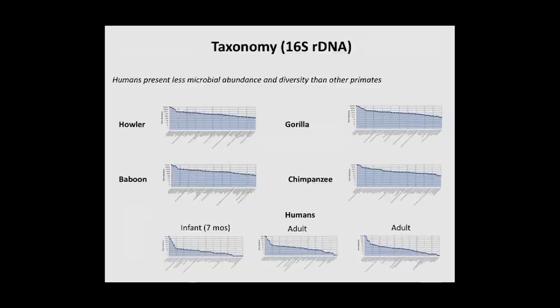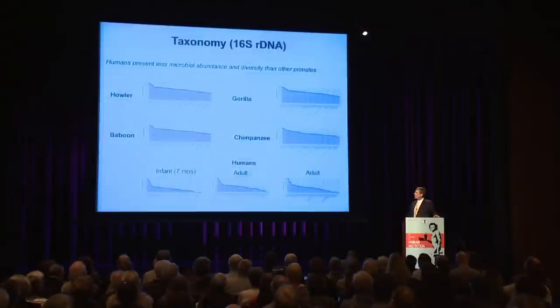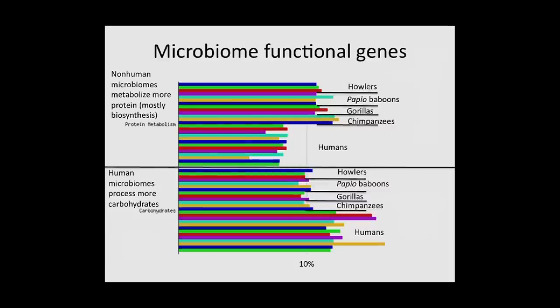We think that there are some important differences between the human microbiome and the non-human microbiome, and that we don't see that kind of lazy L curve in the non-human primate taxa. And again, this is more complicated than I'm presenting it, but it could suggest some fairly important reorganizations of human microbiomes.